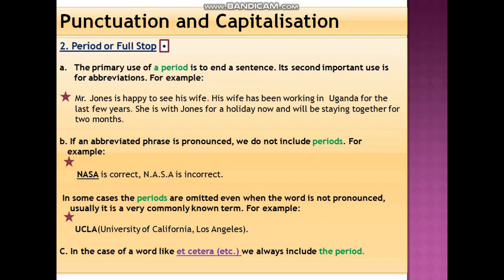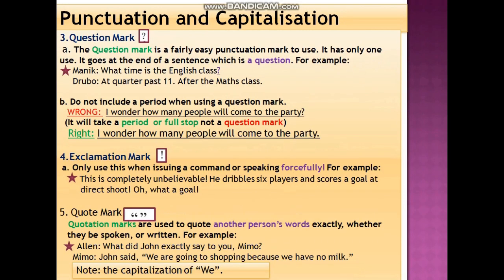Number C. In the case of a word like etc., we always include the period. Is it clear, student? Come to the next slide.